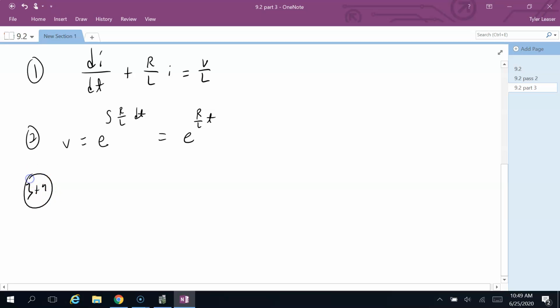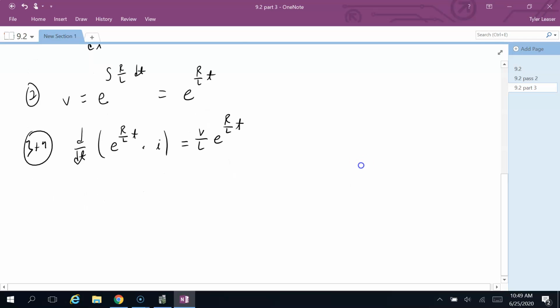Then we're going to multiply both sides by my integrating factor and then rewrite the left-hand side as the derivative d dt of my integrating factor, e to the R over L t, times what was y, but now y is going to be the i, the current. All right, and that's going to be equal to the right-hand side, which was V over L, times this integrating factor. Okay. Next thing we want to do is integrate both sides.